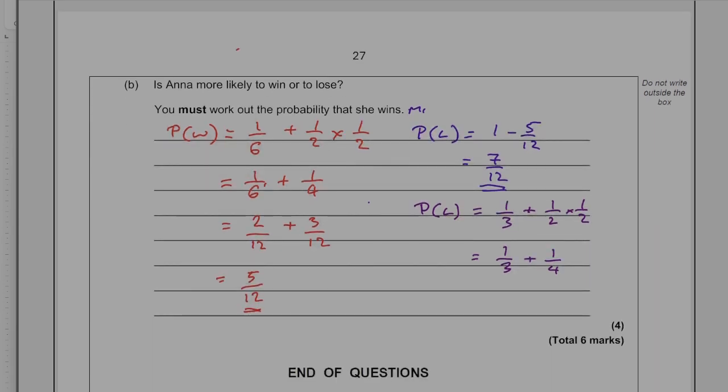And then again, like we did on the last one, I'm going to put them over the same denominator, which is going to be 12s again. And I times the first fraction by 4, so that's going to be 4/12, and the second fraction by 3, so that's 3/12, which gives us again 7/12. So we're confident that the probability that she loses is 7/12 because I've done it 2 ways. Is Anna more likely to win or lose? So she's more likely to lose. So I'm going to finish that with more likely to lose.